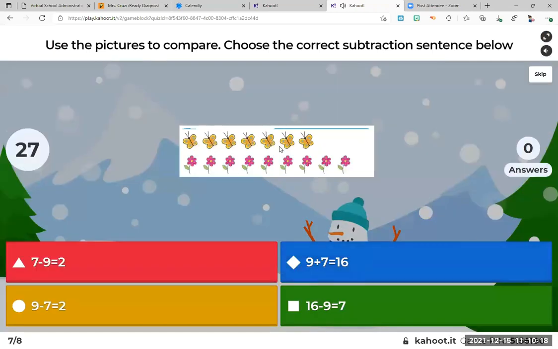So look at the butterflies. Look at the flowers. Find a subtraction problem that will help you compare to see who has less or who has more.